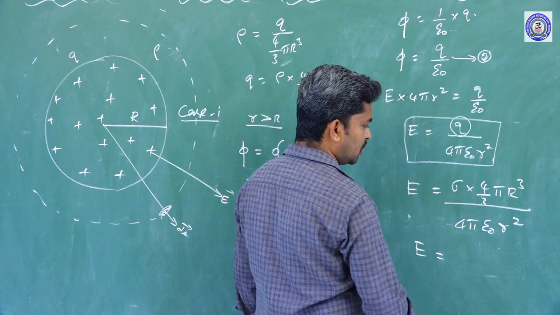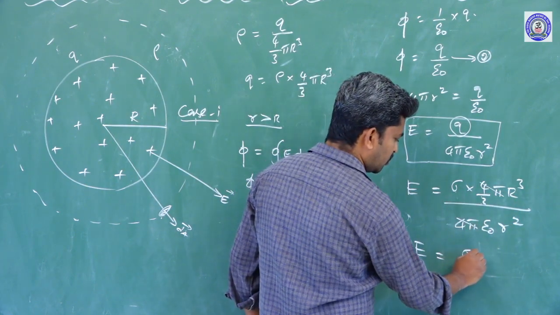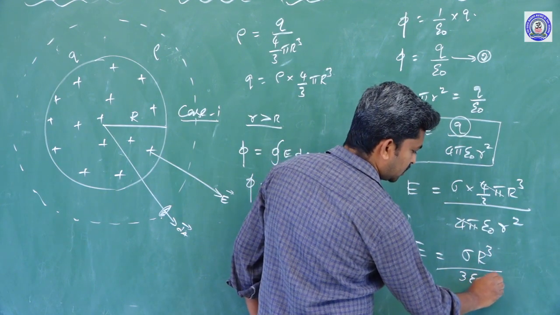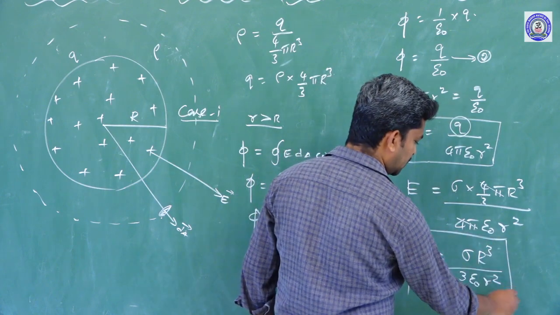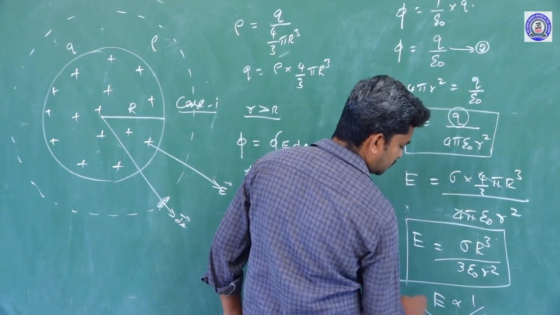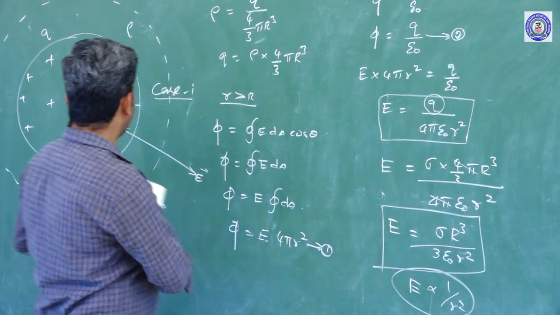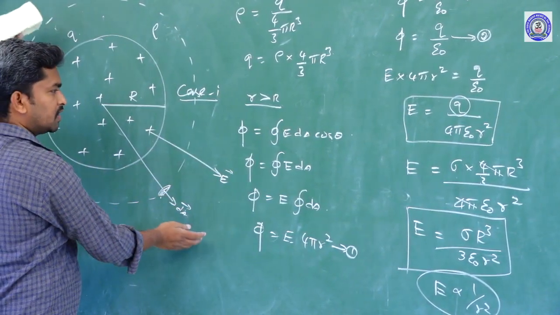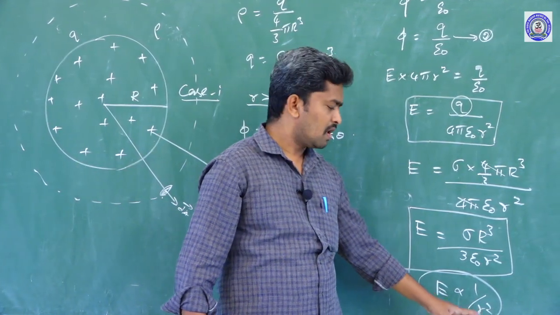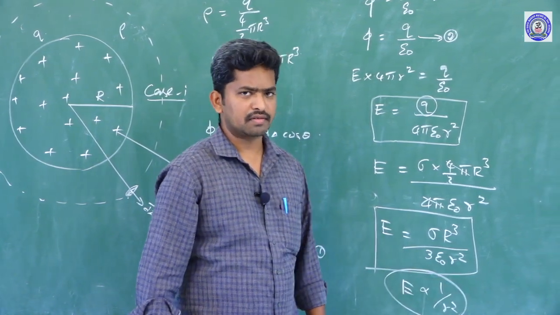E is equal to, 4 pi cancels, so E is equal to rho r cube divided by 3 epsilon naught r square. It is a very important result. Another result: E is inversely proportional to r square. If the r value increases, the E value decreases. If the Gaussian surface increases away from the sphere, the electric field decreases. So E is equal to rho r cube divided by 3 epsilon naught r square.